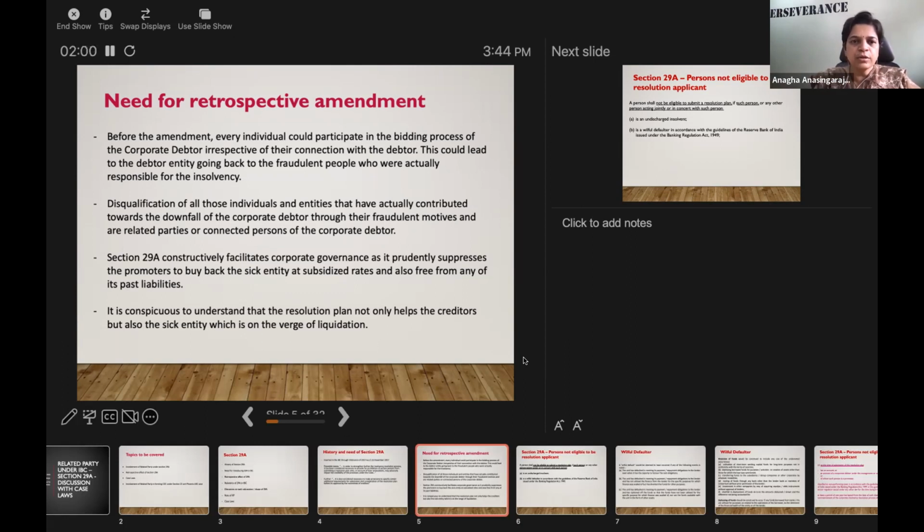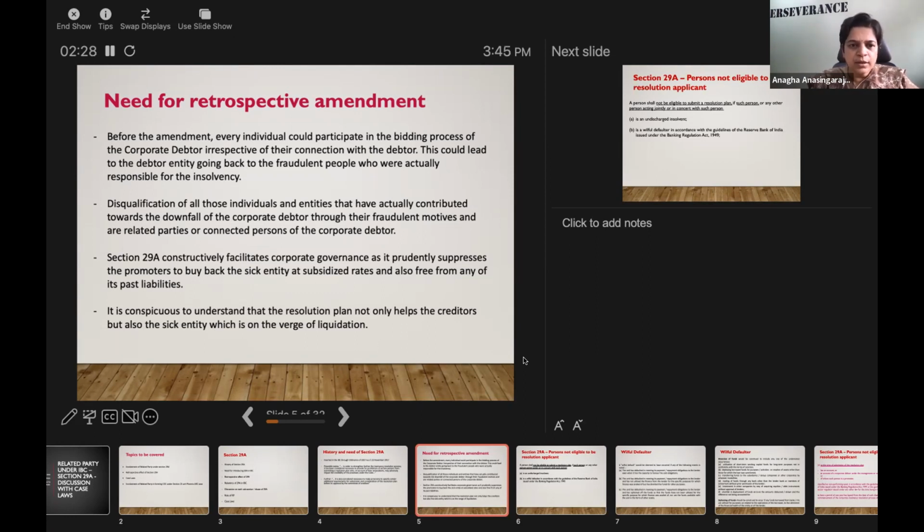Disqualification of all those individuals and entities that have actually contributed towards the downfall of the CD through their fraudulent motives and are related parties or connected persons of the corporate debtor. So to disqualify all of these people, it was necessary that that amendment be brought in, and be brought in with a retrospective effect. 29A constructively facilitates corporate governance, as it prudently prevents the promoters from buying back the sick entity at subsidized rates and also free from any of its past liabilities.